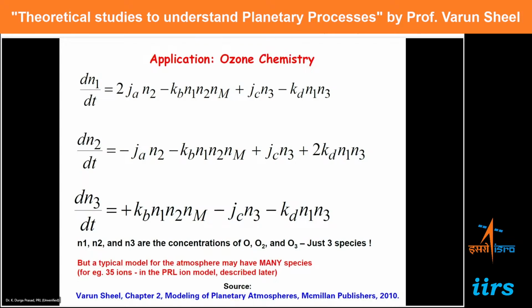And these are not only the neutral species, but also you can have ions. So if you consider all these things, that forms an atmospheric model. A typical model for the atmosphere may have many species, but for example, there is one ion model developed at PRL, which will be described later. There are 35 ions which are considered.